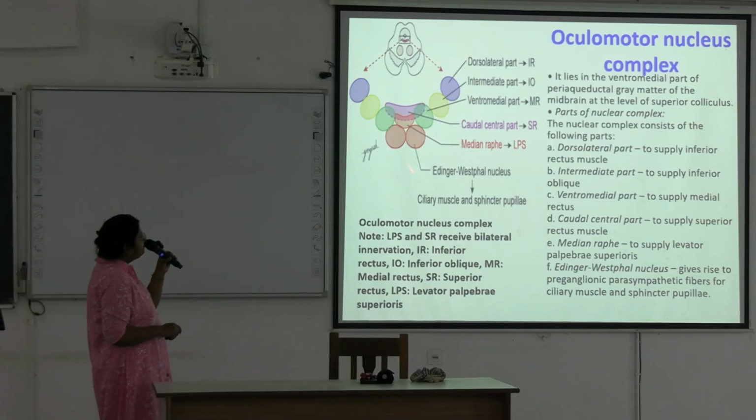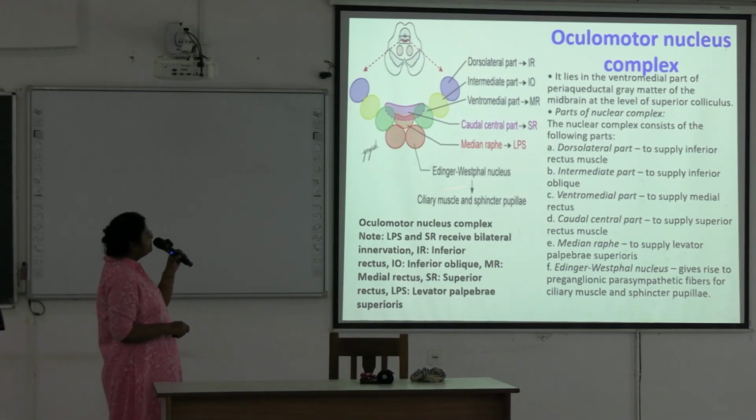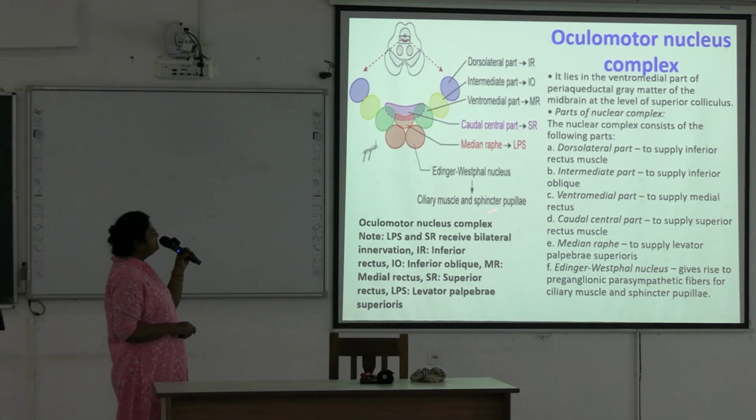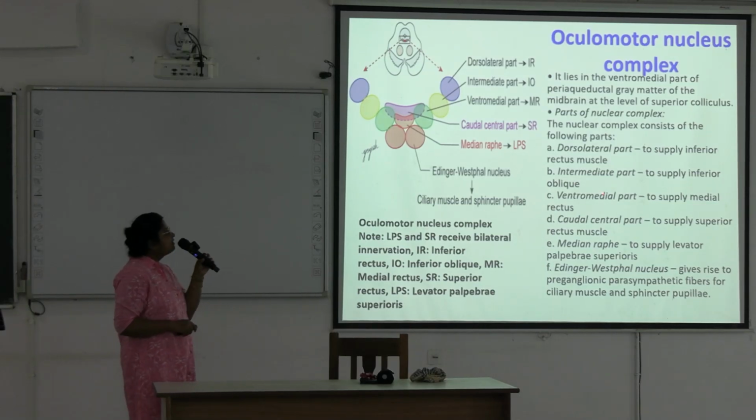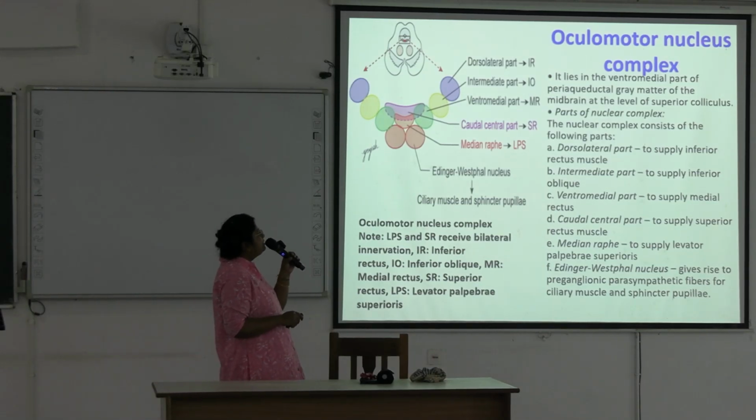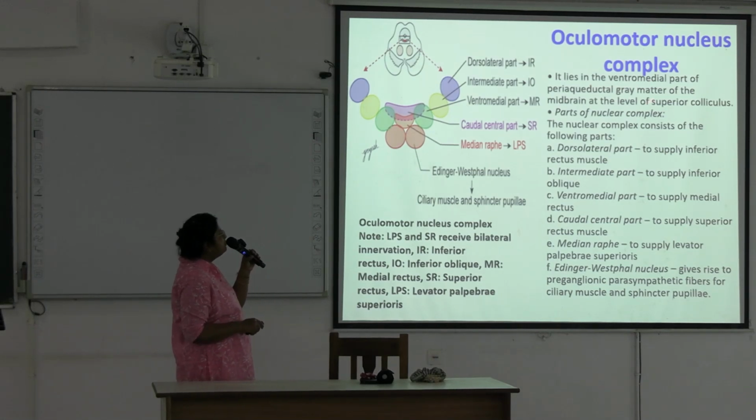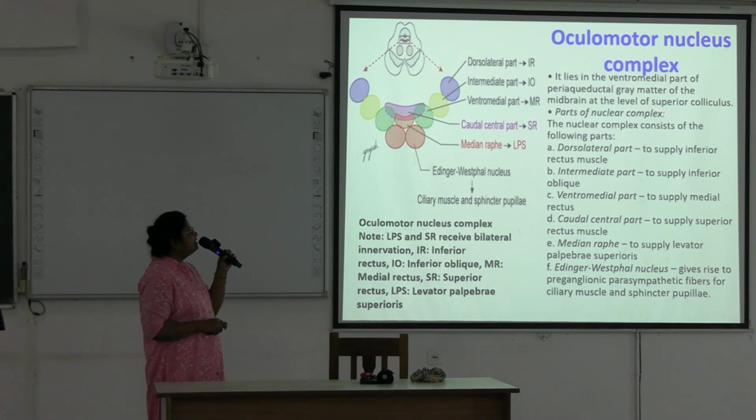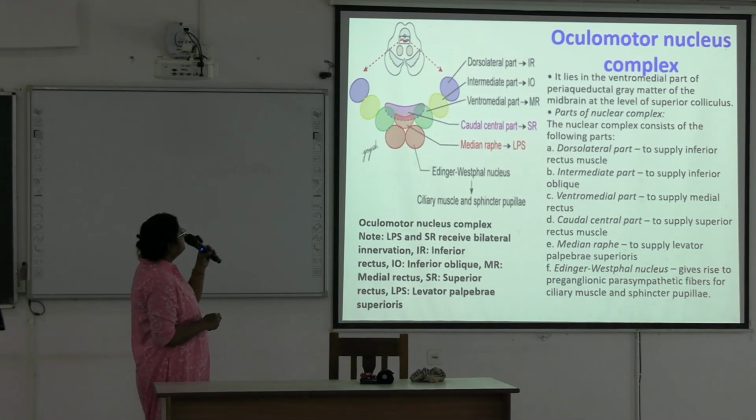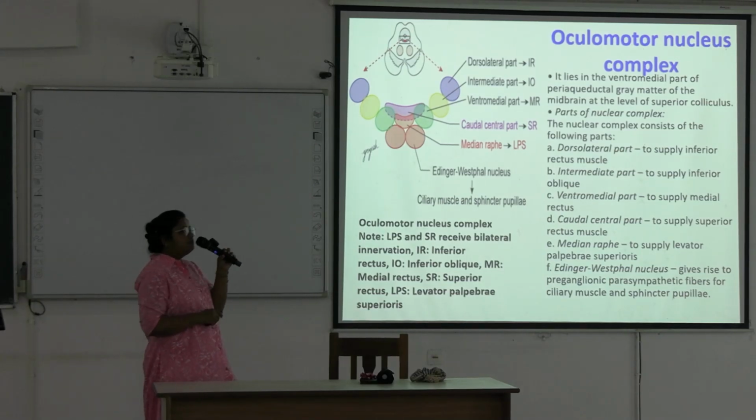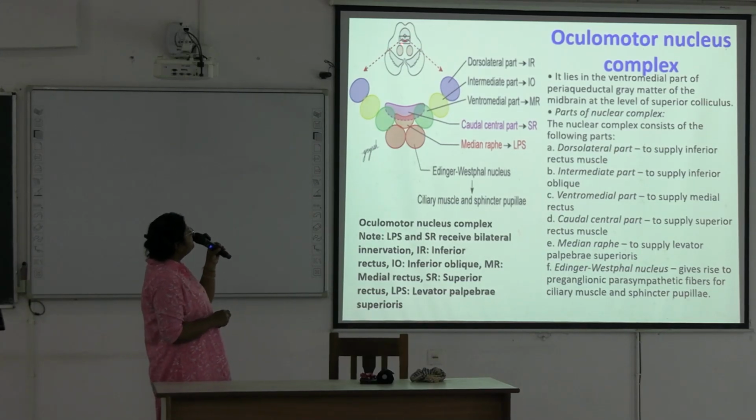Next, here is the location of the Edinger-Westphal nucleus, which supplies the ciliary muscle and the sphincter pupillae. The oculomotor nucleus complex lies in the ventromedial part of the periaqueductal grey matter of the midbrain at the level of the superior colliculus. Here is the aqueduct of Sylvius, and this is the periaqueductal grey. On the ventromedial aspect of this periaqueductal grey is the location of the oculomotor nuclear complex.